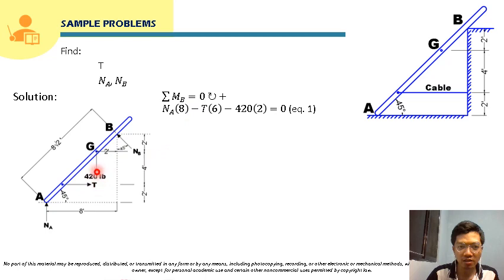Now for our 420 pound weight, its moment about point B will be 420 times its moment arm. This is its moment arm, so we solve for it. It is not given in the illustration, so we can solve for this moment arm by using this side, which is 2. We know that the angle here is the same as the angle here. If this is 45, this is also 45 degrees.